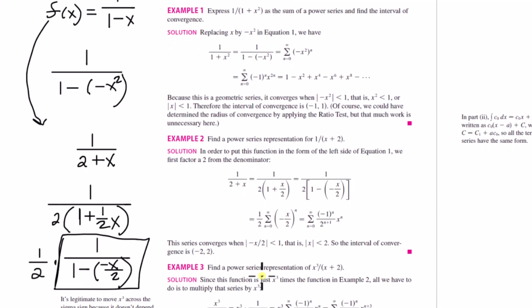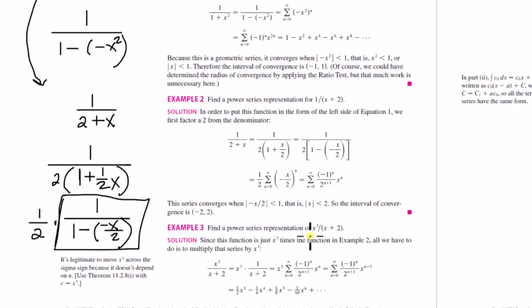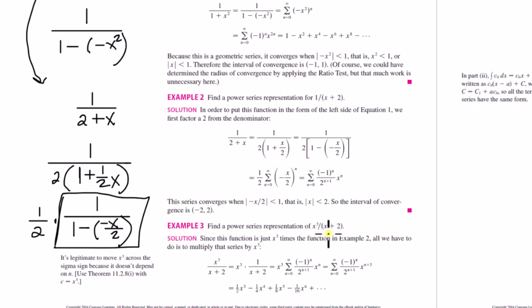Okay, here's another manipulation example. How can we represent x cubed over x plus 2 as a power series? Well, we just did 1 over x plus 2. So what we can think about is we can take this here, that's 1 over x plus 2, and just multiply by x cubed.